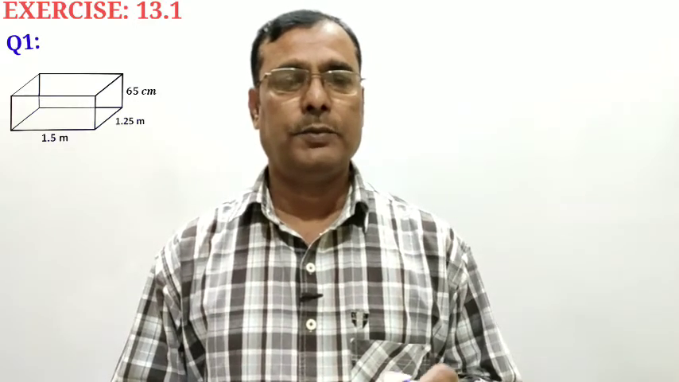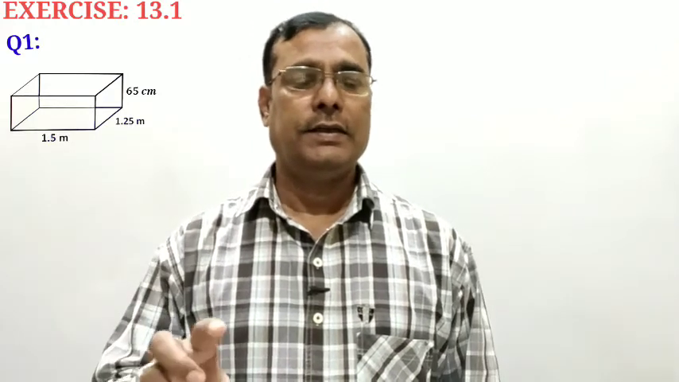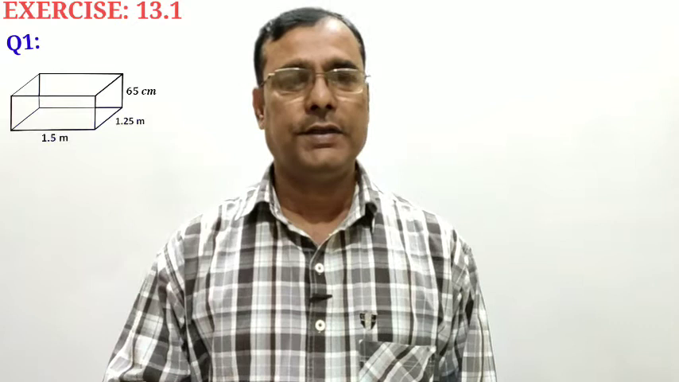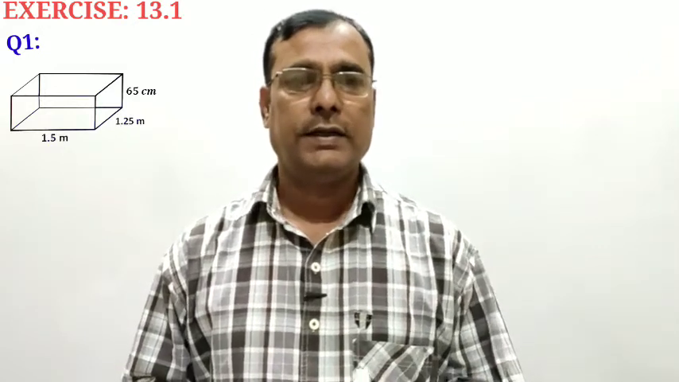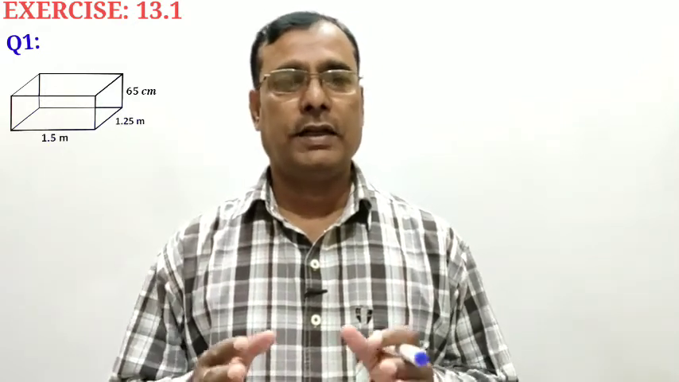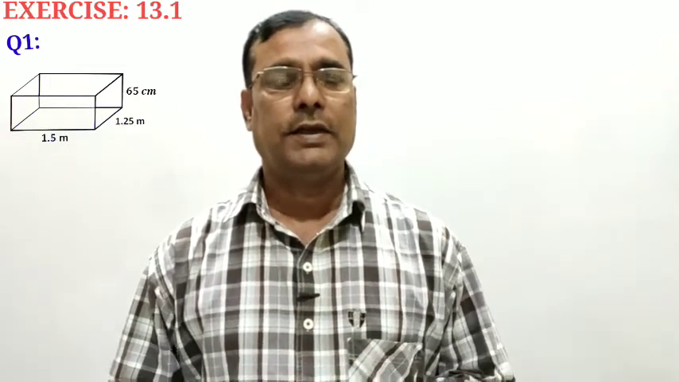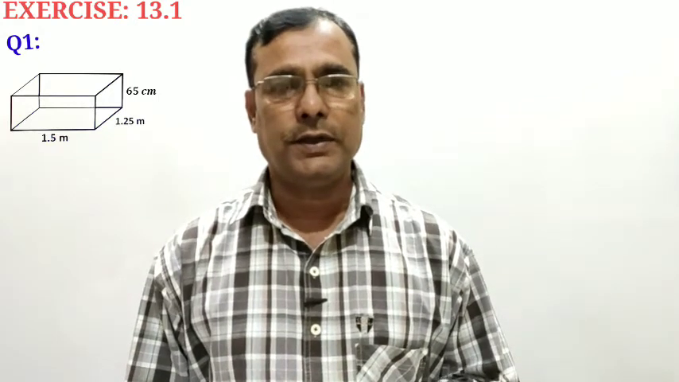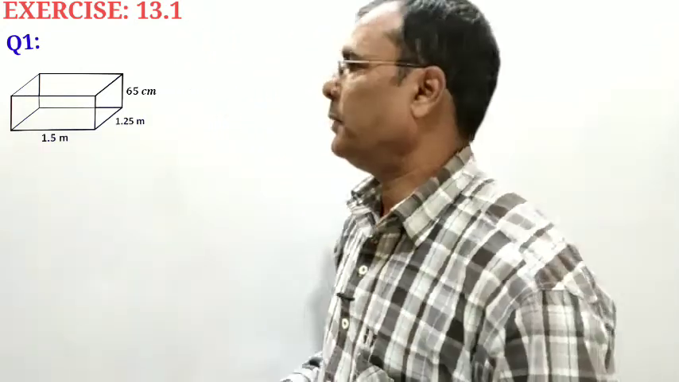This is the question. In this question, a cuboidal plastic box is to be made of length 1.5 meter, breadth 1.25 meter and height, that is depth, 65 centimeter. This cuboidal plastic box is open at the top. We have to find the area of the plastic sheet required for making the box, and also the cost of the plastic sheet used at the rate of rupees 20 per meter square. So let us first write the dimensions of the cuboidal plastic box.